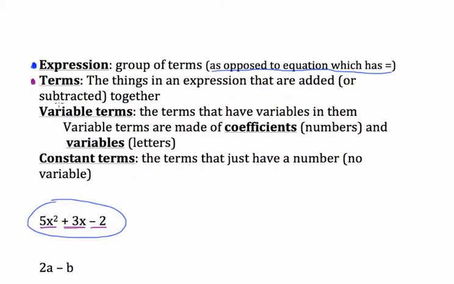Variable terms. Variable terms are the terms that have the variables in them. So this one's a variable term, and this one's a variable term. Constant terms are the terms that have just a number. They don't have a variable in them. So in this expression, I have 2 variable terms and 1 constant term.